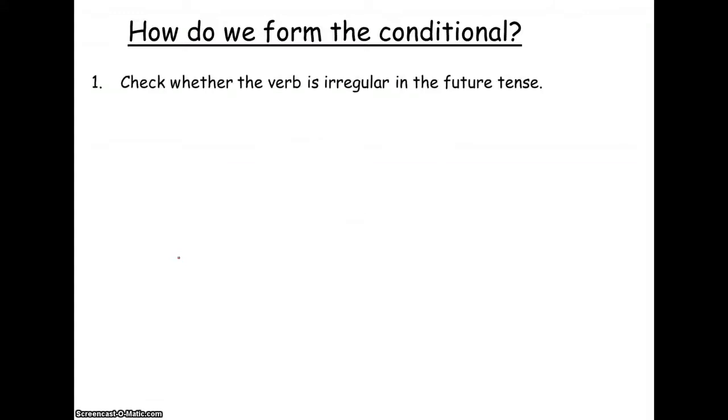We need to check, first of all, whether the verb is irregular in the future tense. And you can do that on the back of the higher tier learning mat, or you can do it in a dictionary or with certain online tools. It's worth getting used to the verb section in your dictionary so that you can find out where the irregular verbs are in the tense that you're using.